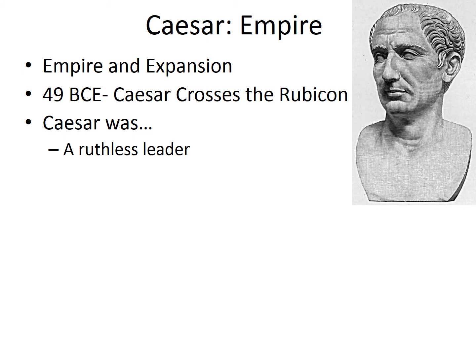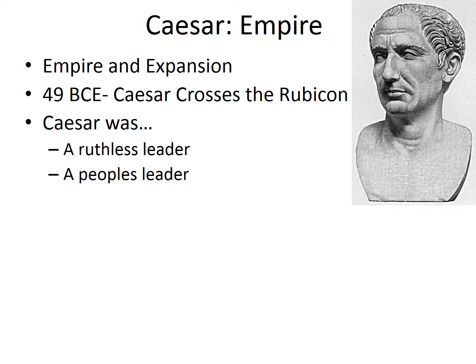And as the story is told, he remarked that the die is cast, meaning that at this point there was no turning back. He was either going to seize power in Rome and become an emperor, or he was going to be defeated. And of course, he does seize power.